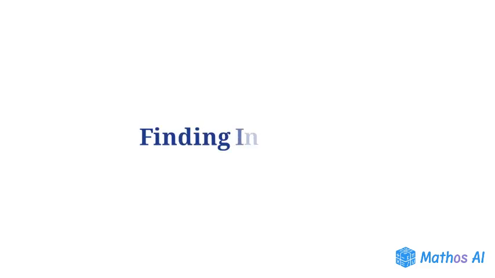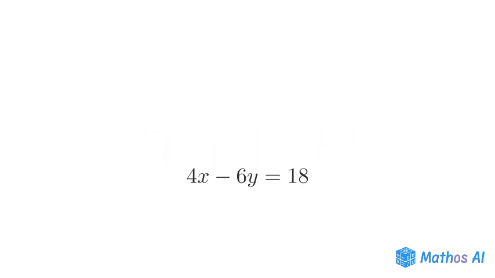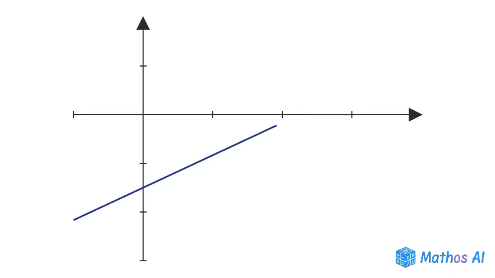Ever wondered how to find where a line crosses the axes? Today we're diving into finding intercepts for the equation 4x minus 6y equals 18. First, let's visualize what we're looking for. Here's our line on a coordinate plane. We're searching for where it crosses the x-axis and the y-axis.